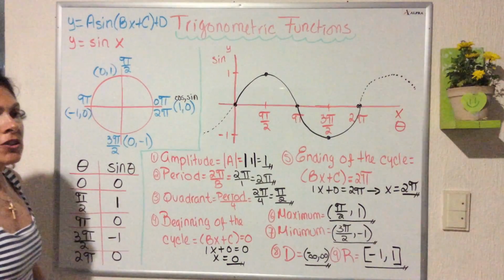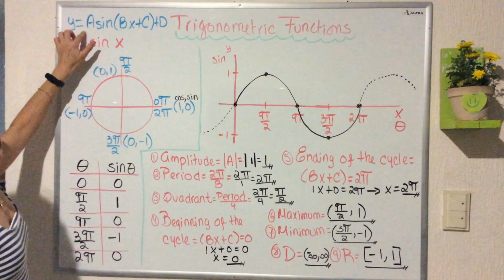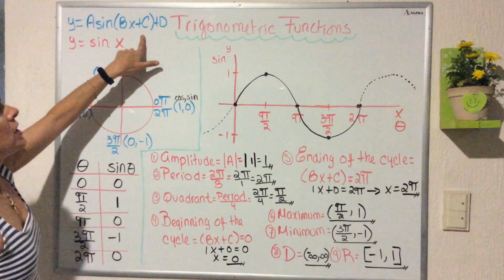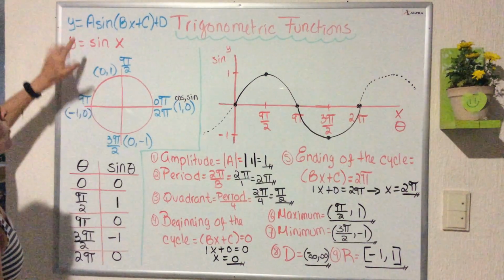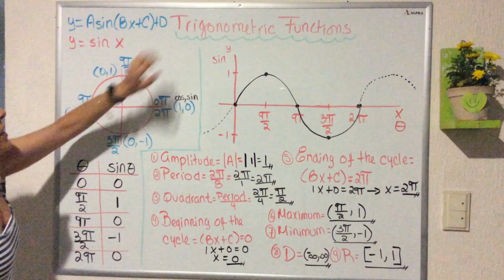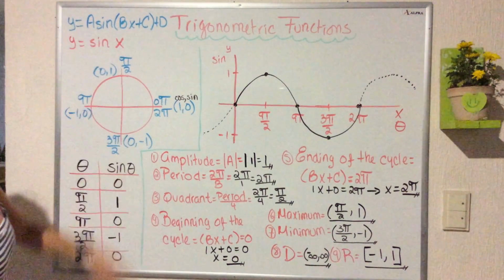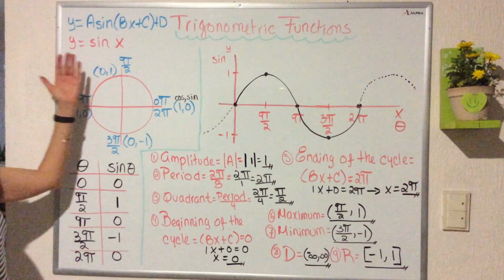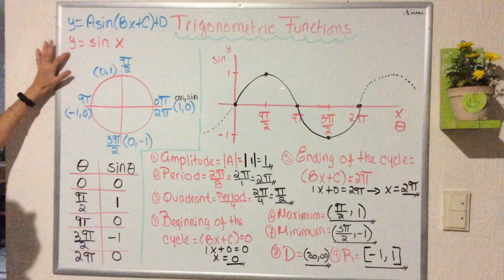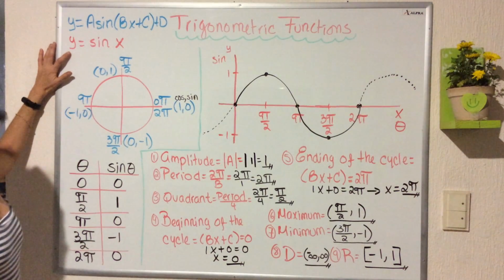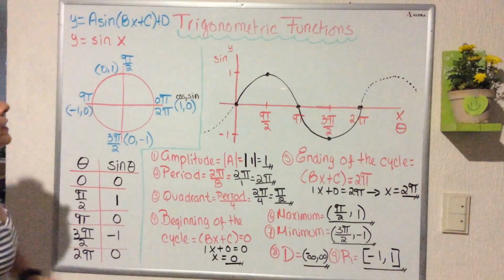The form of the trigonometric functions is this one, the blue one. Y equals a sine of bx plus c plus d. Later on I'm going to explain to you the meaning of a, b, c and d. We're going to keep working with functions of sine and cosine, okay? What we're going to see today in this example is the most simple sine function, which is y equals sine of x, okay?